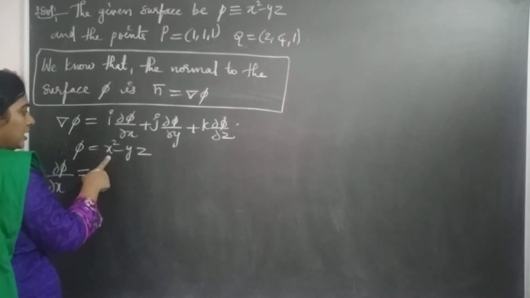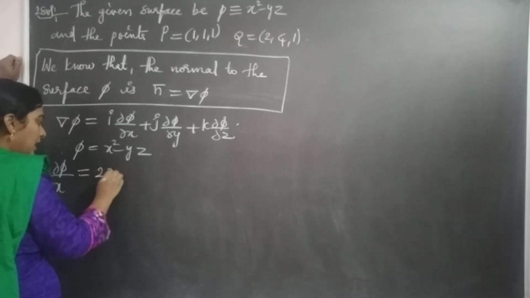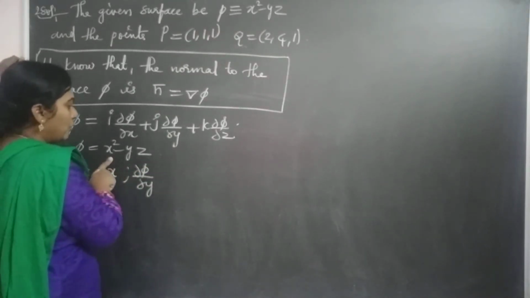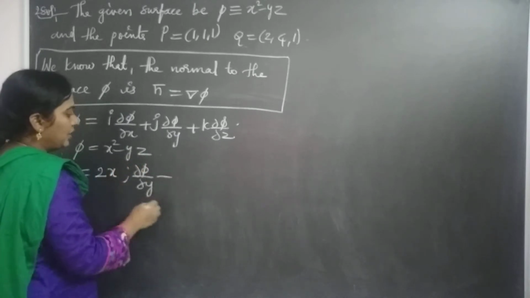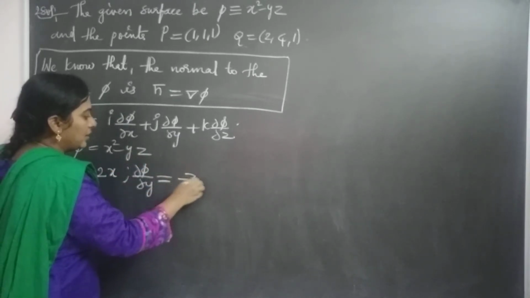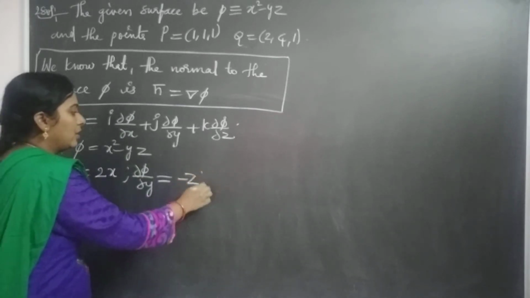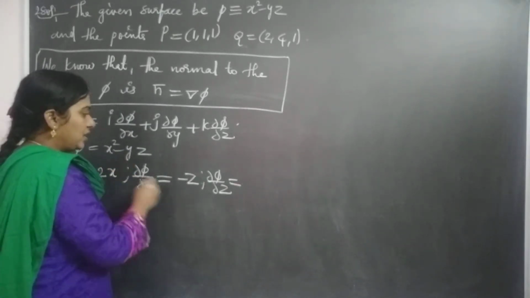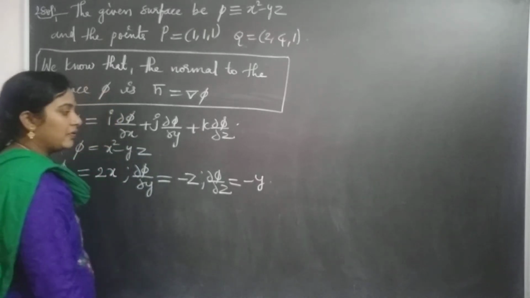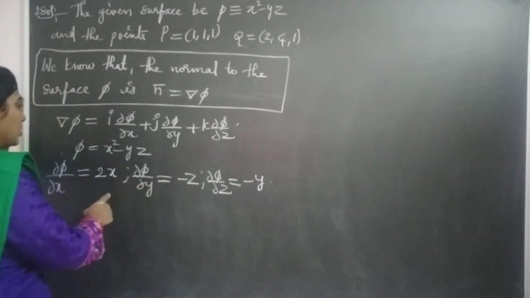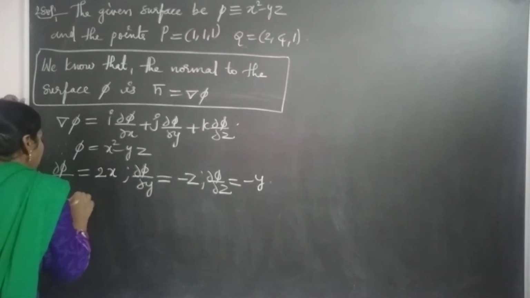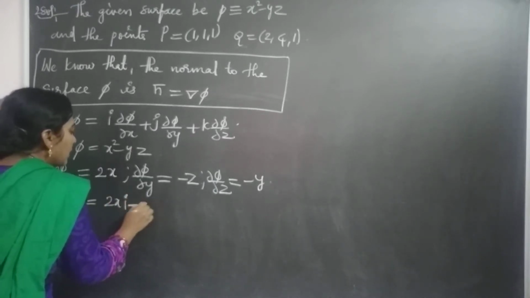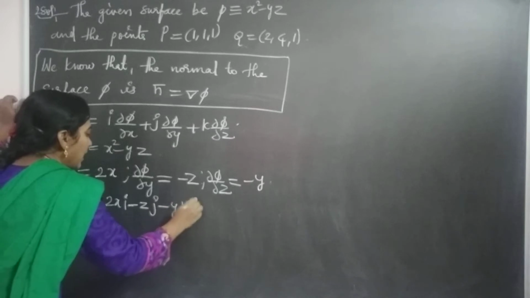to x, then in this only x term is x square, then x square derivative is 2x. Dou pi by dou y means the first term has no y variable. In the second term y derivative is 1. The remaining term is minus z. Dou pi by dou z means in the first there is no z variable, in the second y is treated as a constant, then z variable derivative is 1. Now we can substitute these values in del pi. Therefore, del pi is equal to 2xi minus zj minus yk. It is the del pi.